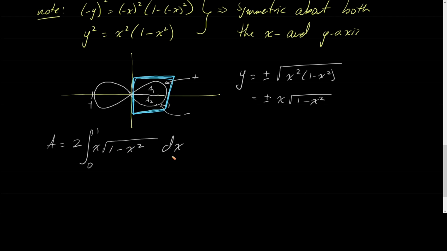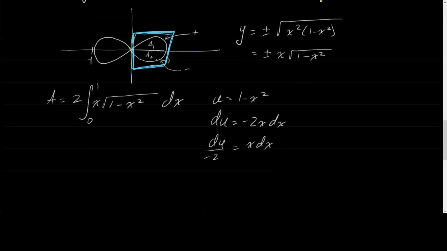In here there are multiple ways of solving this one. The obvious one that comes to mind is u substitution. We could also do this with trig substitution if we wanted to, but we're going to do this with u substitution. So let u be equal to 1 minus x squared, so that du is negative 2x dx. So du over negative 2 is just x dx, right? That's going to replace x dx. Now, we need to change our bounds. When x equals 0, u equals 1. When x equals 1, u equals 0.